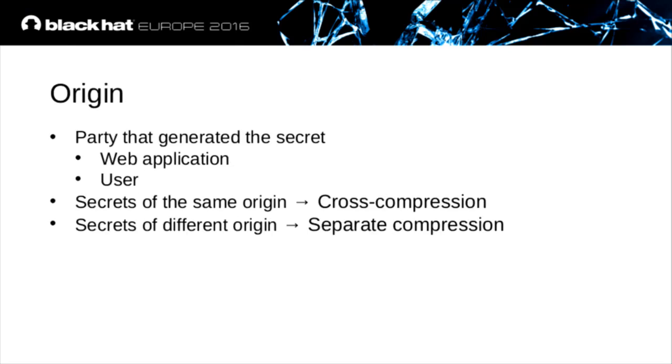Firstly, what is an origin? We say that an origin is the party that generated the secret. Now, this party can be either the web application or a user that uses this web service. And we will say that all secrets that were generated by the same origin will be compressed together, and we will allow cross-compression. Whereas two secrets that were generated from different origins will not be compressed together.